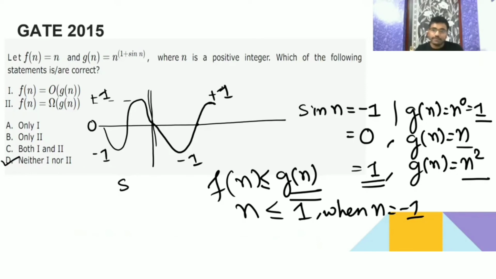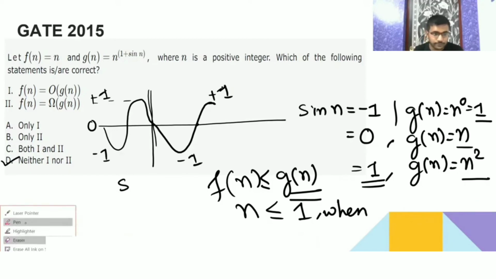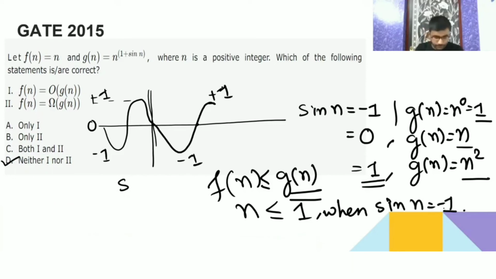So when gn is equal to 1, sorry, this should be sin n. This should be when sin n is equal to minus 1. Okay, then this condition will be false. This is incorrect. Now it is saying Fn is greater than Gn.